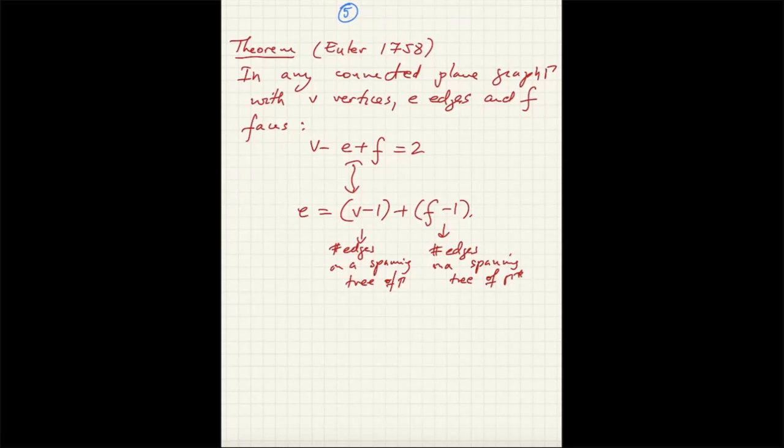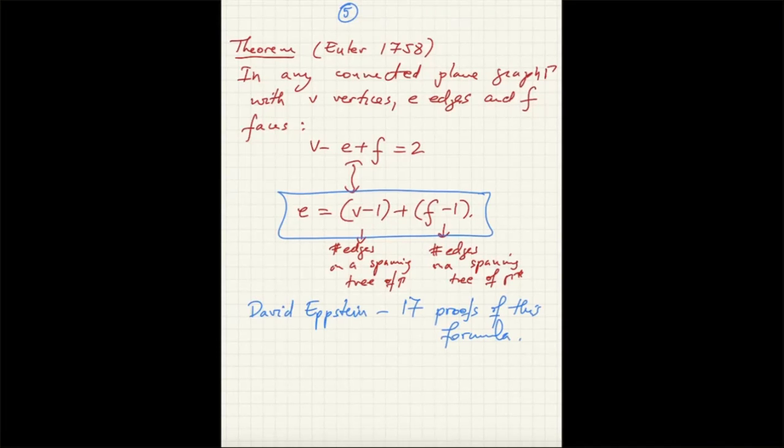Now, if you go on Google David Eppstein, he's a professor of computer science at UC Irvine. So he has compiled a web page on which there are, last time I checked, 17 proofs of this theorem. So the one whose interpretation is of this form, I agree with him, it's the most intuitive and natural. But we'll first give a different proof here.